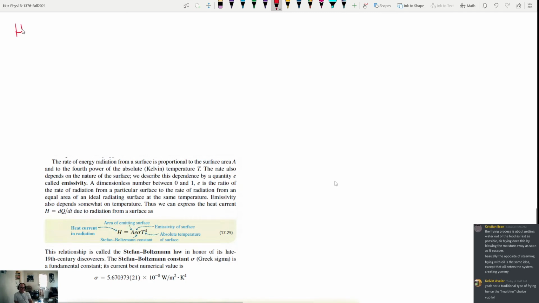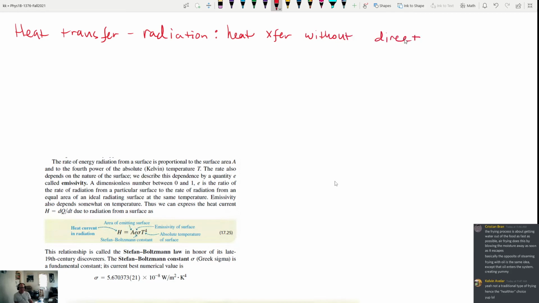Okay, so the last type of heat transfer is the heat transfer due to radiation. Radiation is the normal way in which things are cooked in your oven. Radiation is any type of heat transfer that doesn't involve direct contact. It doesn't actually require matter, whereas conduction and convection both require matter.